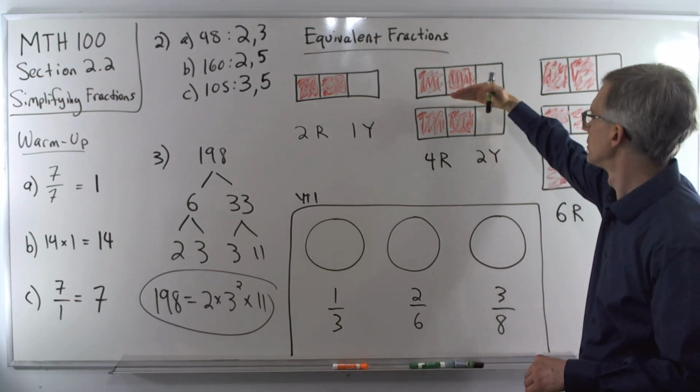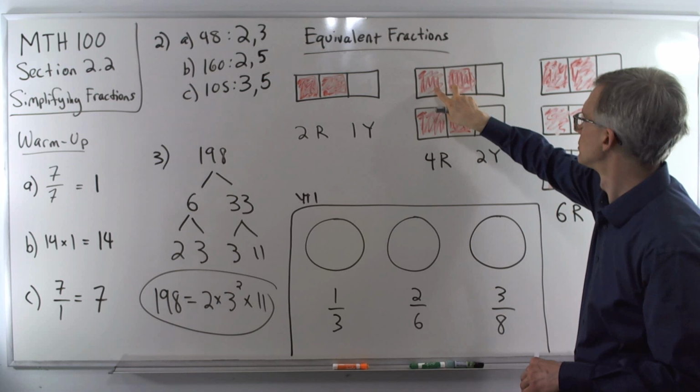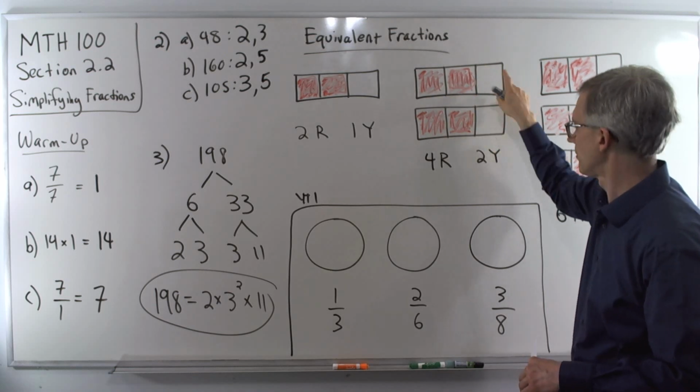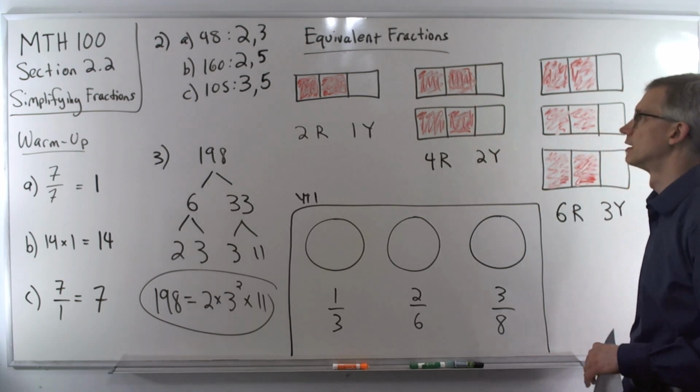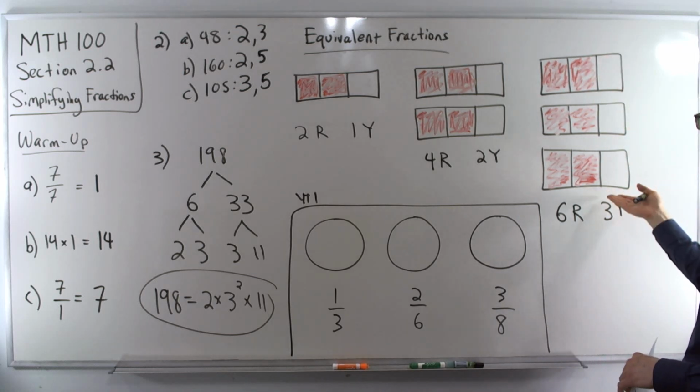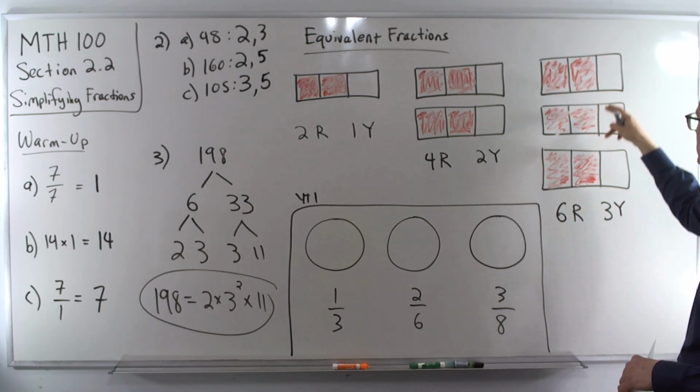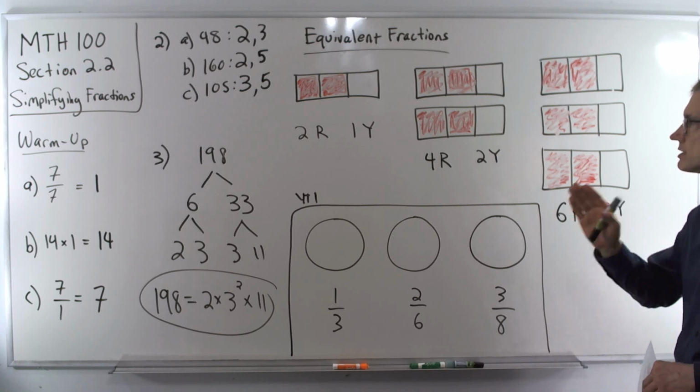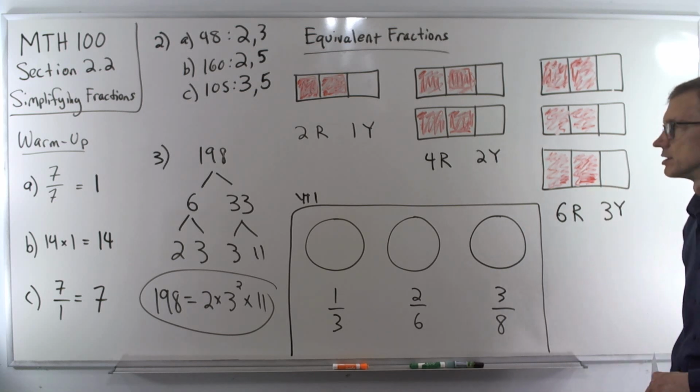So here, we just have 2 of them. 2 reds, 1 yellow, 2 reds, 1 yellow. So add them up, we get 4 reds, 2 yellows. Over here, we got 3 of them. So add these up, we get 6 reds, 3 yellows. The reds to yellows always stay in the exact same ratio.